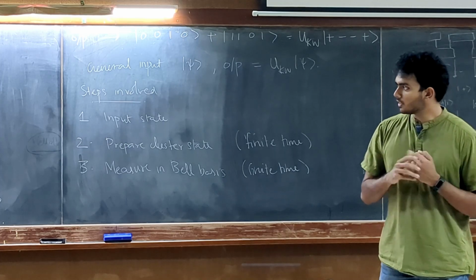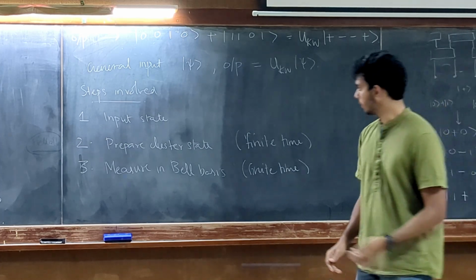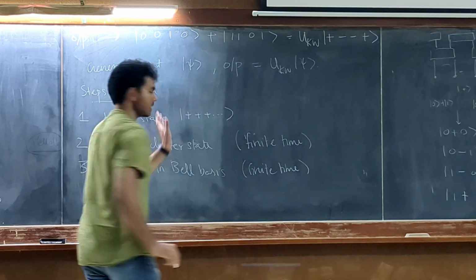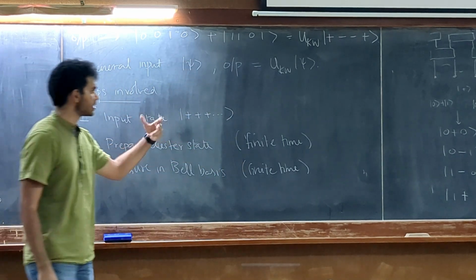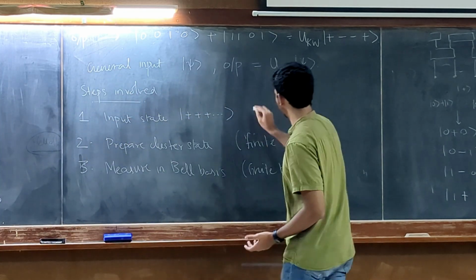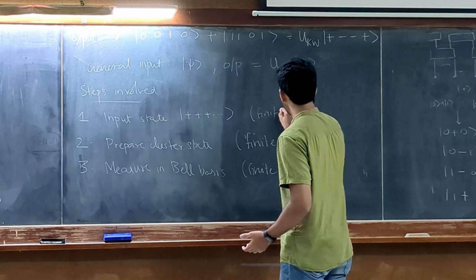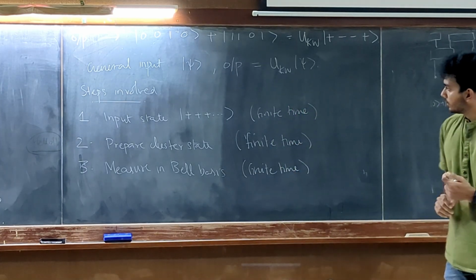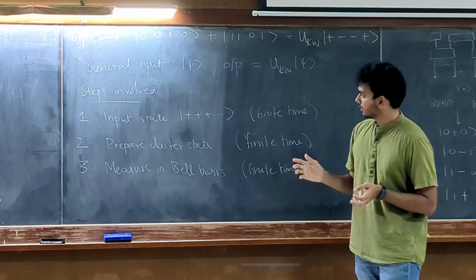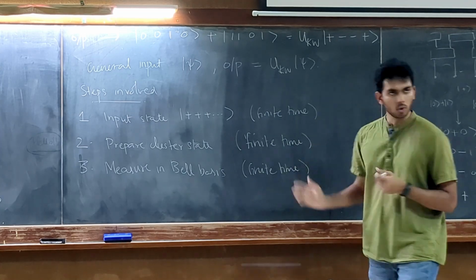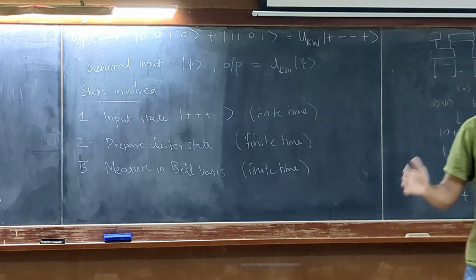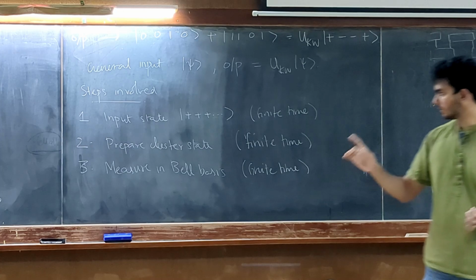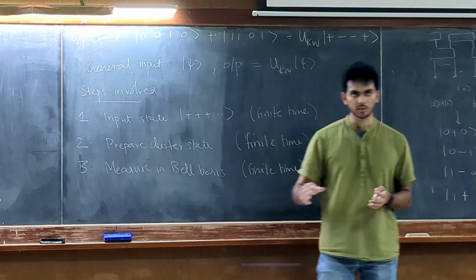So to create the GHZ state, which is what I started this lecture with, I just have to use the input state plus, which is a product state, so we can create it easily, essentially in 0 time. So I've given you a way, with 3 steps, all of which take finite time, to create a long-range entangled state. The surprise here is that we could not create this long-range entangled state without this measurement process.